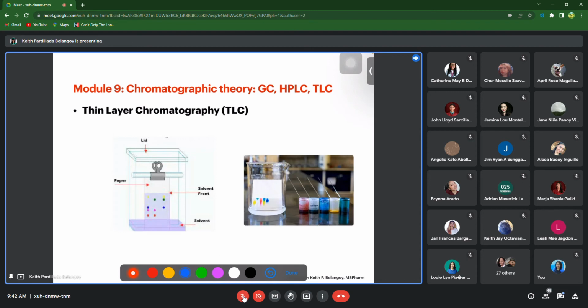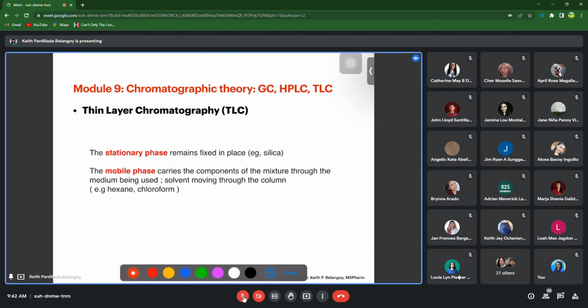Okay, that's good. So as mentioned, we have stationary phase and mobile phase for your TLC. And all throughout the chromatography or the separation techniques, we'll always use stationary phase and your mobile phase. The stationary phase is fixed in place, no? And your mobile phase carries the components of the mixture. So you know that already. So that's for your TLC.